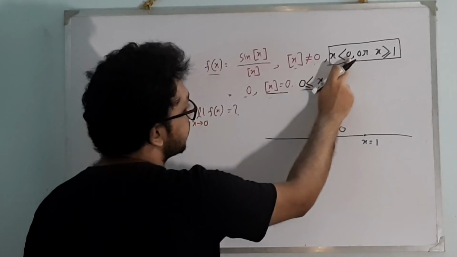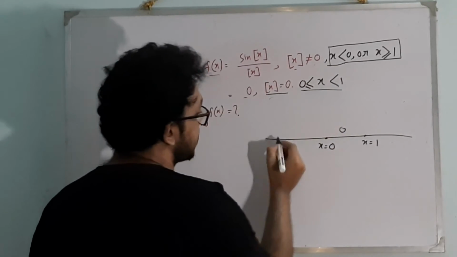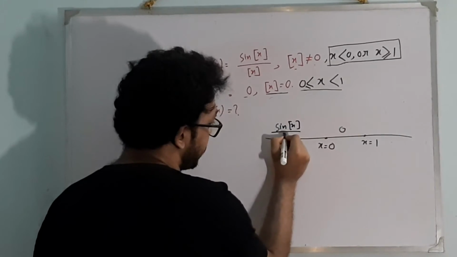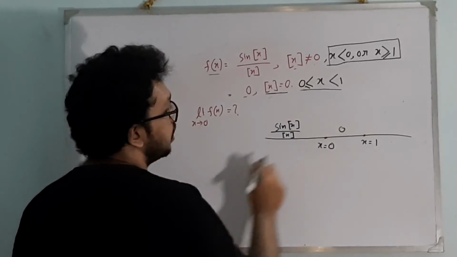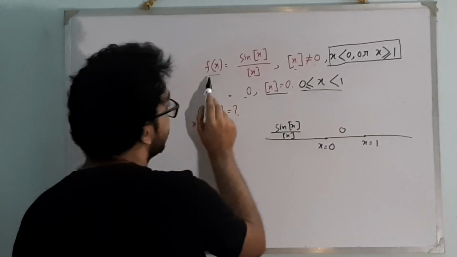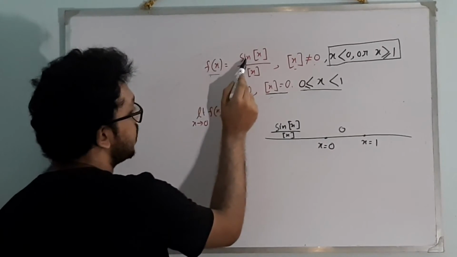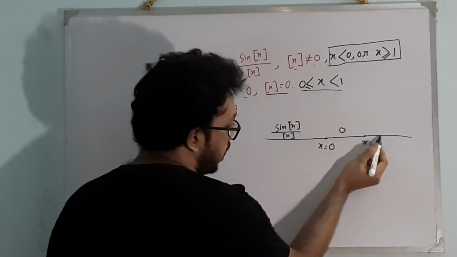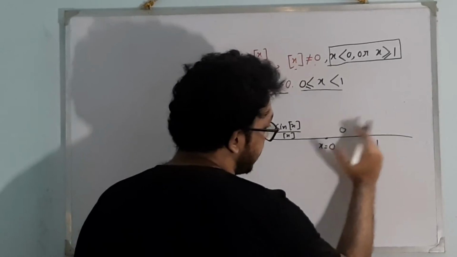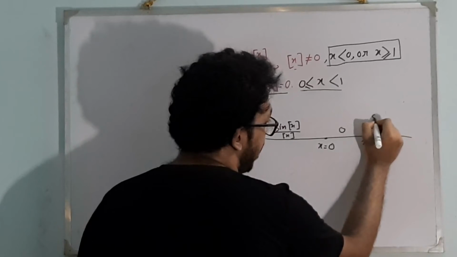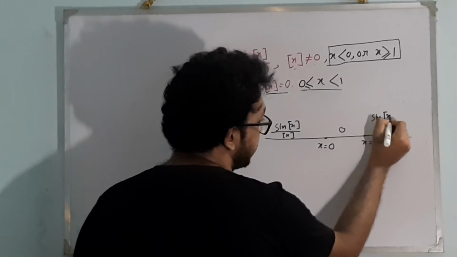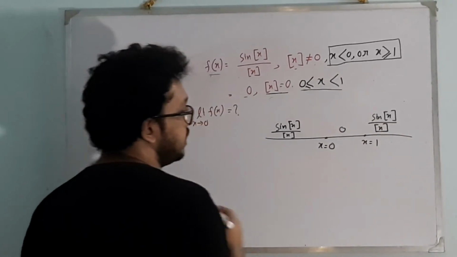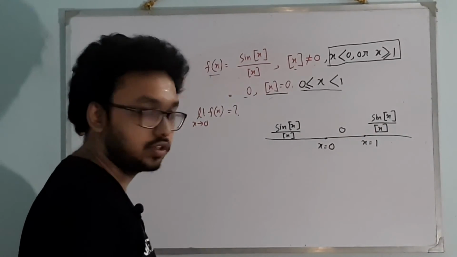When x is lesser than 0, then f(x) is equal to sine of the greatest integer function of x divided by the greatest integer function of x, right? Or when x is greater than or equal to 1, then also f(x) is sine of the greatest integer function of x divided by the greatest integer function of x. So when x is greater than 1, that is on the right side of x equal to 1, I will have f(x) as sine of the greatest integer function of x divided by the greatest integer function of x.